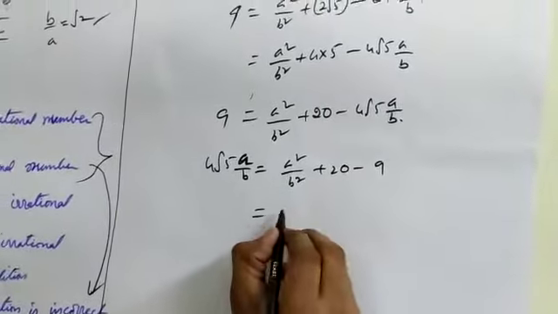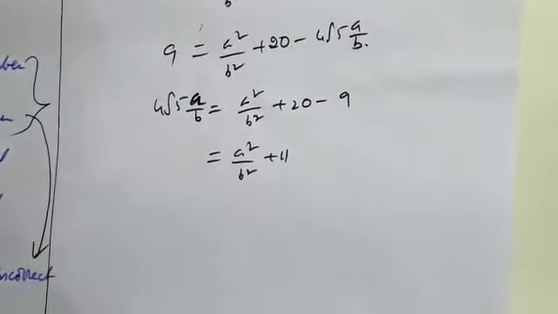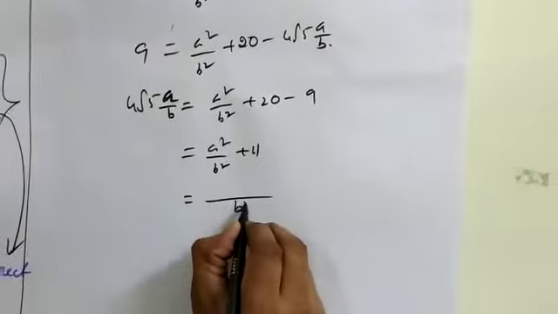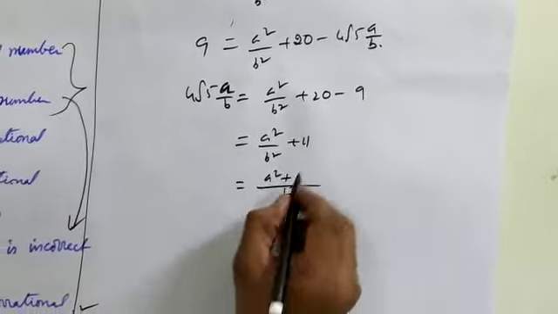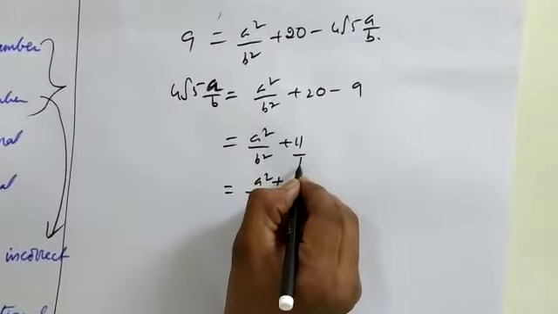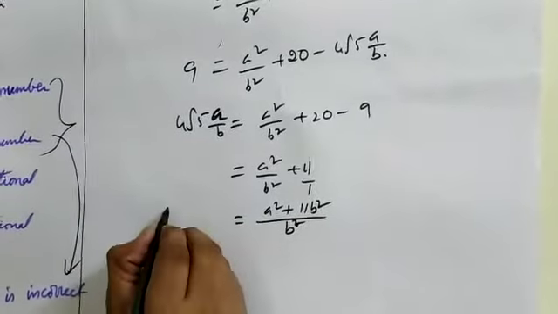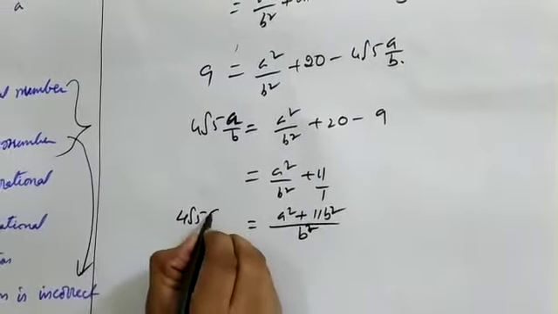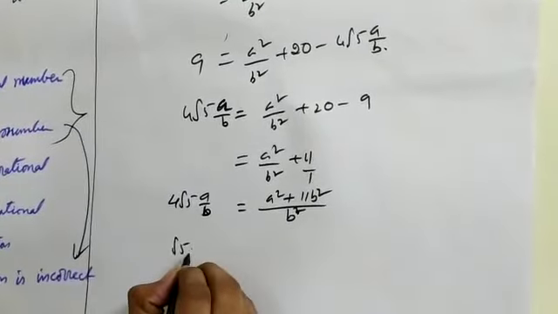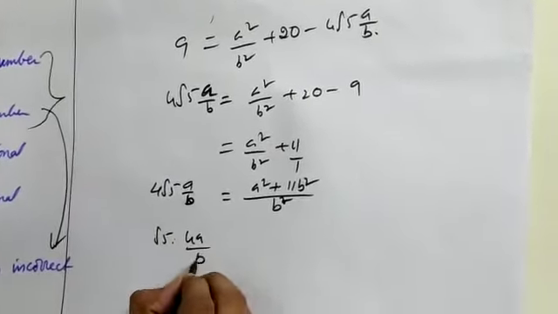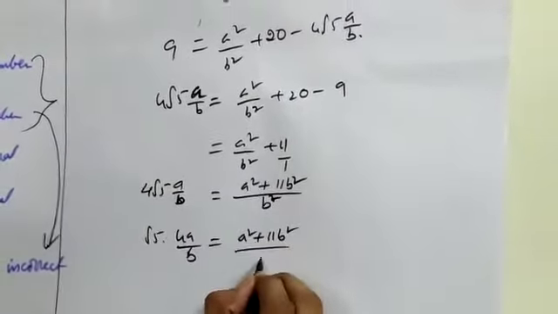Now simplify: a square by b square minus 4. What is the LCM? b square. b square divided by b square is 1, into a square, minus 4 b square divided by 1. Now b square into 4 is 4 b square. Therefore 2 root 5 a by b is equal to a square minus 4 b square divided by b square.